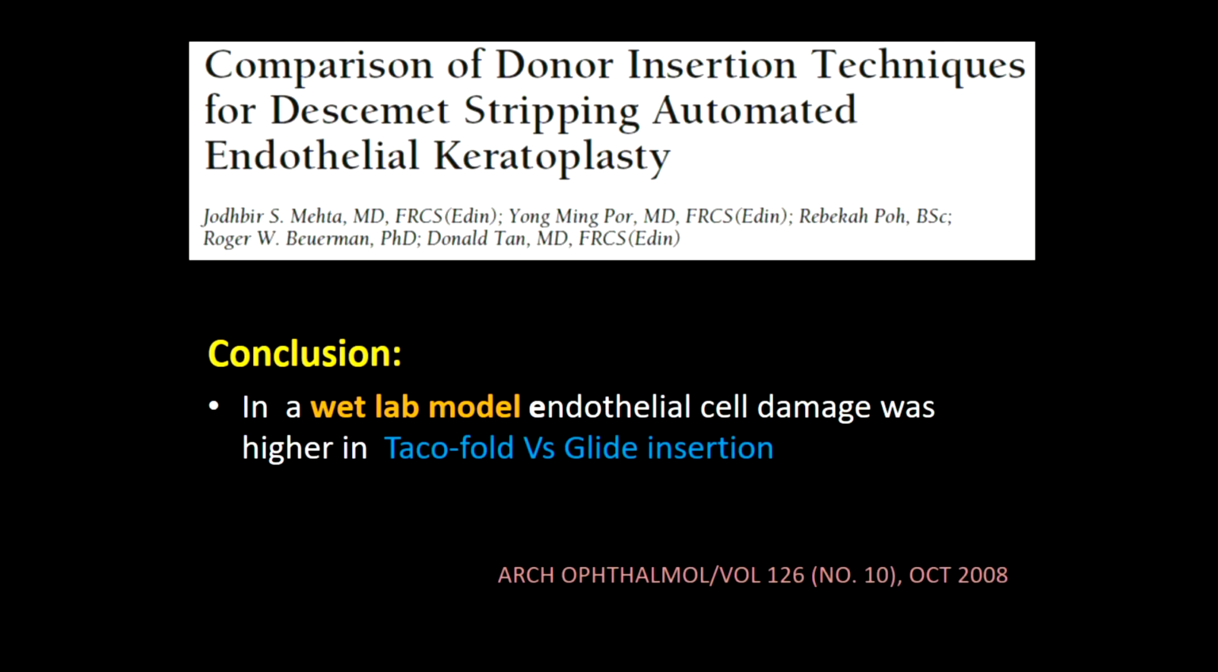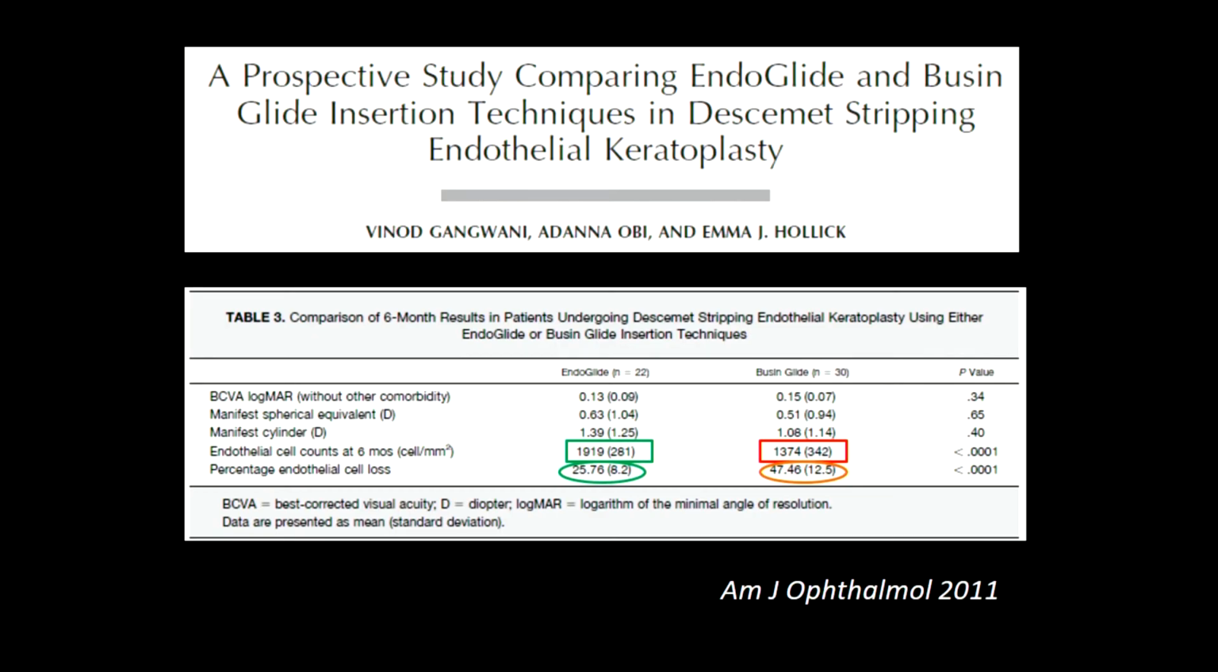Not everything about the dissection is bad every time. A very nice study which I have done depends on the insertion. Once you prepare the button, it should be properly inserted. As Vanati already told, the glide versus taco fold: this is a comparison done by Jodhveer Mehta. They found out that taco fold is not as good as glide insertion. Because of this type of good study, we have shifted from taco fold to the various types of glide insertions. And next, is it so bad?